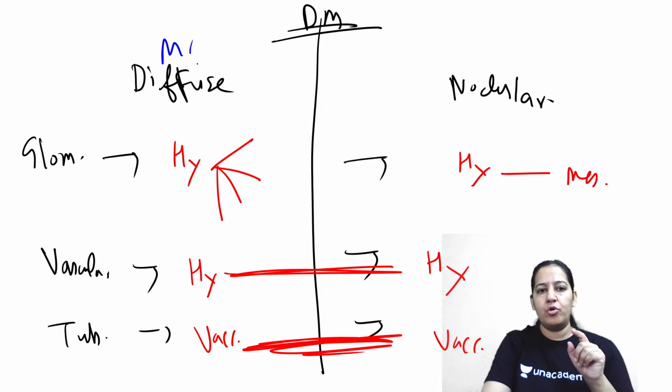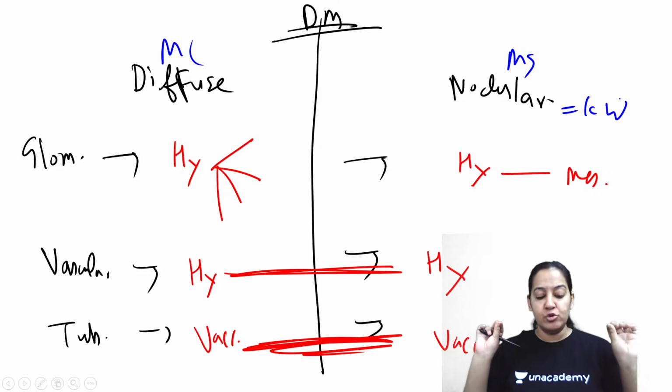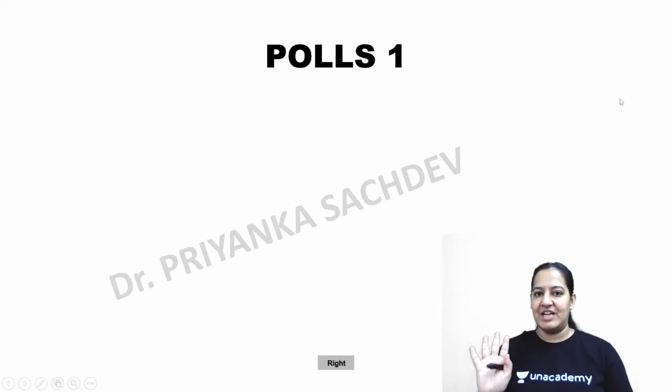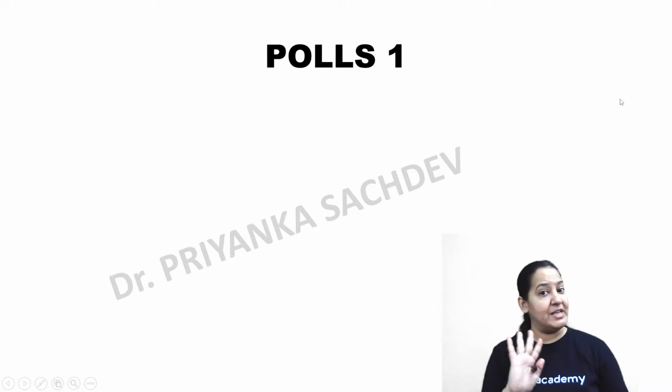You already know this is more common, this is more specific, this is known as Kimmelstiel-Wilson kidney. So this is the summary. We have super simplified it. So I am done with the diabetic. Now I would like to launch some questions based on this.